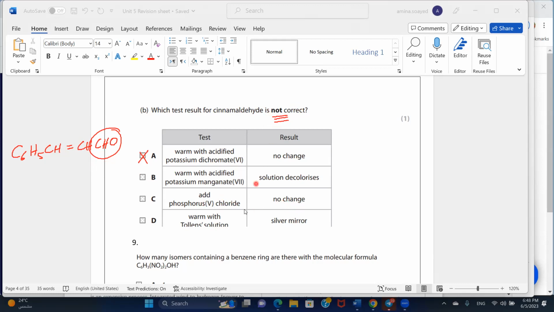They want not correct. Warm with Tollens reagent. We know that Tollens reagent and Benedict and Fehling all react with aldehydes. With Tollens reagent, it will give a silver mirror. With Benedict or Fehling, it will give a red precipitate. And as we said before, with the potassium dichromate, it will give the green color. Okay, so the answer is A.